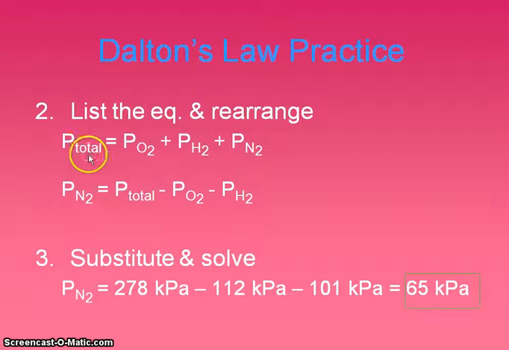So our equation is going to be P total is equal to the pressure of the oxygen, the pressure of the hydrogen, and the pressure of the nitrogen all added up. So to find the pressure of the nitrogen by itself, we need to subtract the oxygen and hydrogen pressures from our total, and that'll give us 65 kilopascals.